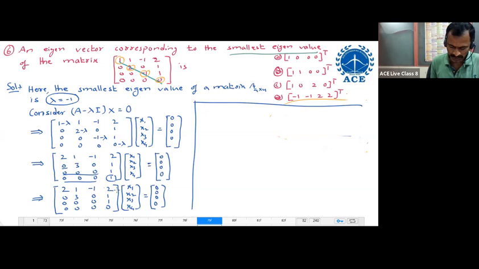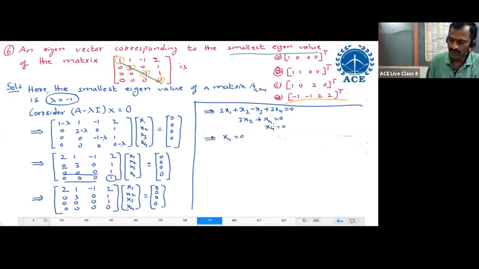2 into x1 plus 1 into x2 minus x3 plus 2x4 equal to 0, which implies 2x1 plus x2 minus x3 plus 2x4 equal to 0. From the second equation, 3x2 plus x4 equal to 0. From the third equation, directly x4 equal to 0 only. By backward substitution, we get the last variable value. We substitute in the second equation so that we get x2 only. If we substitute x2, x4 in the first equation, we get one more equation.